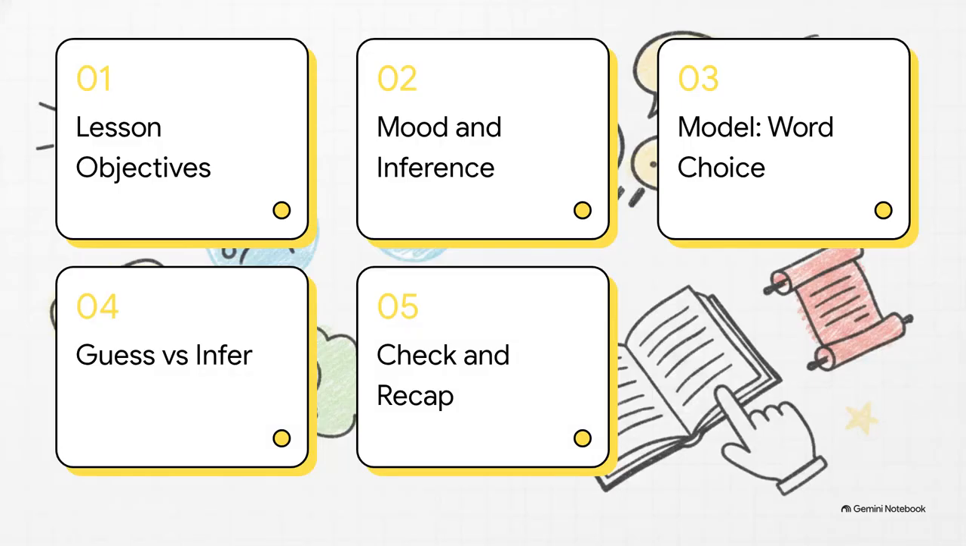Here's a quick roadmap for today's explainer, just so you know exactly how we're going to build those critical thinking skills step by step. First, we'll hit our lesson objectives. Second, we're defining mood and inference. Third, we'll check out an analysis model focused on word choice. Fourth, we'll tackle a major misconception, guessing versus inferring. And finally, we'll wrap the whole thing up with a formative check and recap.